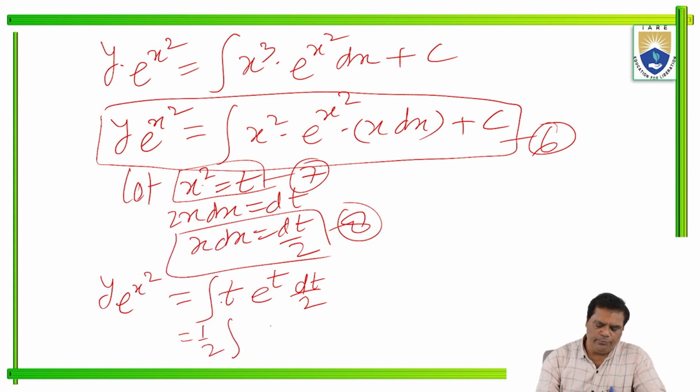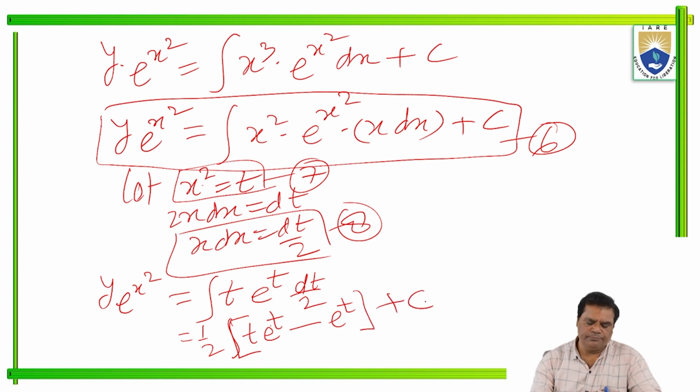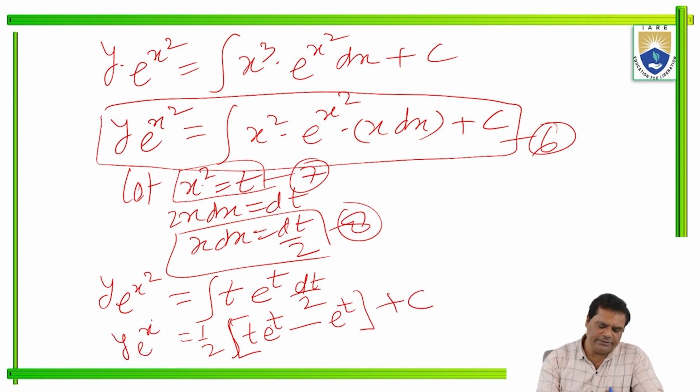We are applying integration by parts here. Integration by parts means t times the integral of e to the power t, minus the integral of 1 times e to the power t. So this plus c, for y e to the power x square. Now the final answer is putting the value of t here.